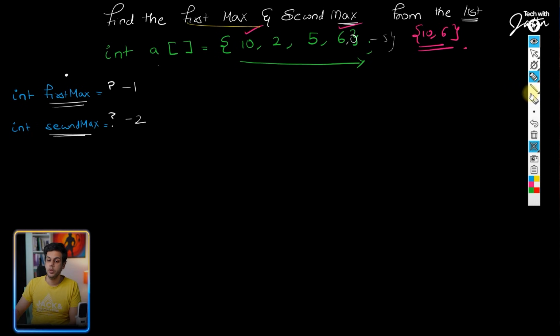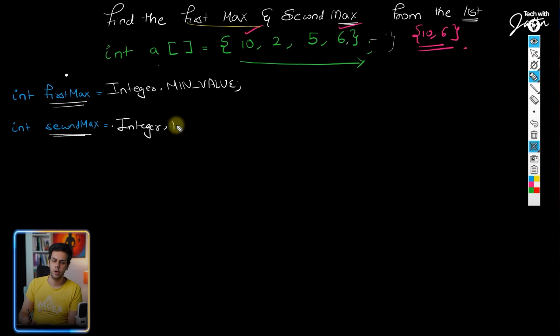Then what? So what we will be doing now, we will not just initialize it with some random number like 0 or something. We are going to initialize it with the smallest integer value. Okay, the smallest integer value. So over here, I'm going to say that, hey, this integer max, I'm going to initialize it with Integer dot MIN underscore VALUE. Here also I'm going to say Integer dot MIN underscore VALUE.